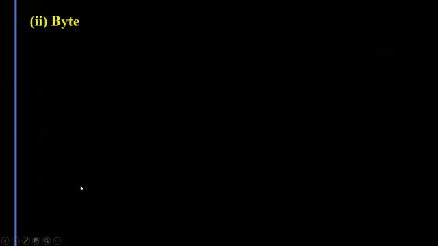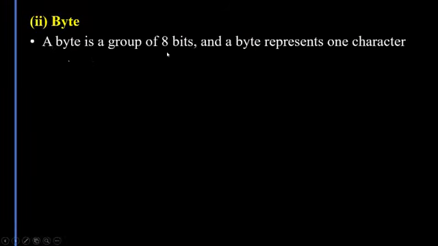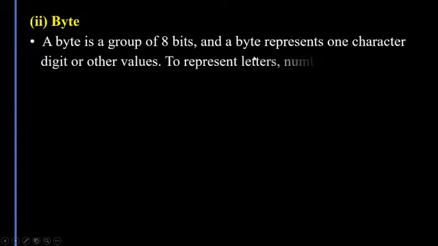Now, let us look at a byte. A byte is a group of 8 bits. That means when you hold 8 bits, they form a byte. And a byte represents one character, digit, or other value.